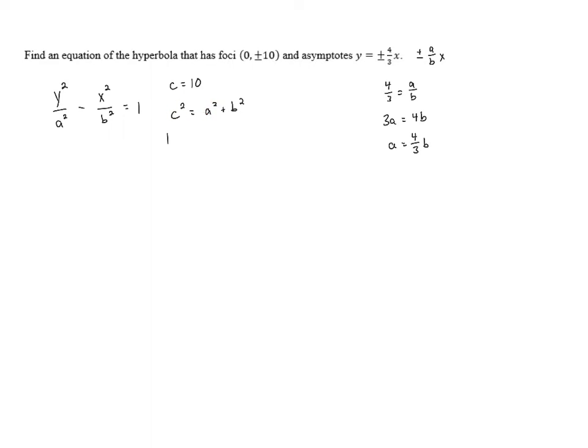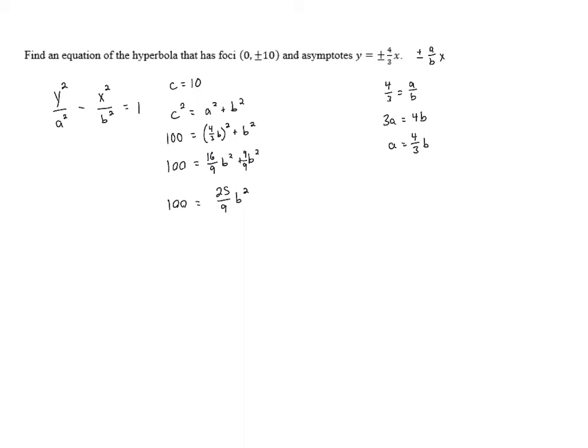So c squared is 10 squared, which is 100. And then this gives us (4/3 b) quantity squared plus b squared. Now, if we square everything in the parentheses, that's going to give us 16/9 b squared, and then plus another b squared. And so what we're going to do is combine like terms. b squared is the same as 9/9 b squared. We'll get a common denominator. And when we add those together, we get 25/9 times b squared equals 100.